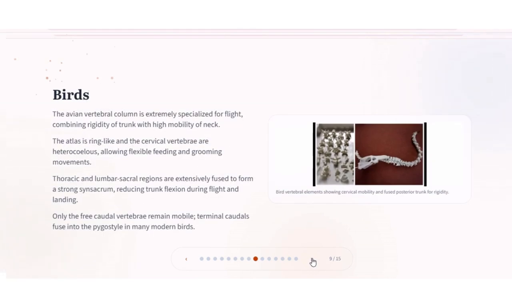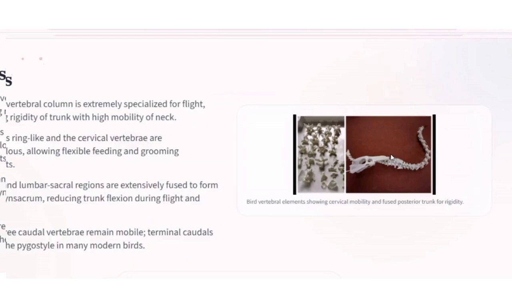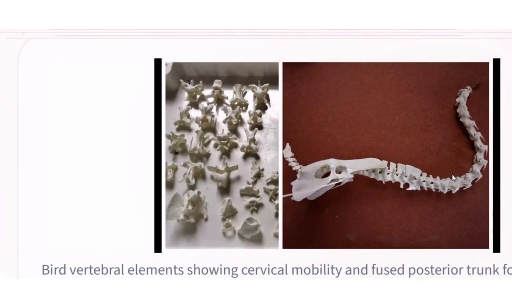In birds, the avian vertebral column is extremely specialized for flight, combining rigidity of the trunk with high mobility of the neck. This means the vertebrae of the trunk region are rigid, less flexible, and much fused. So in the trunk region, the sacral, lumbar, and thoracic bones are fused. These are called the synsacrum. And in the neck region, the cervical bones are more flexible.